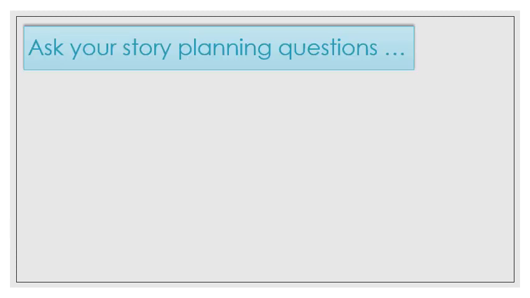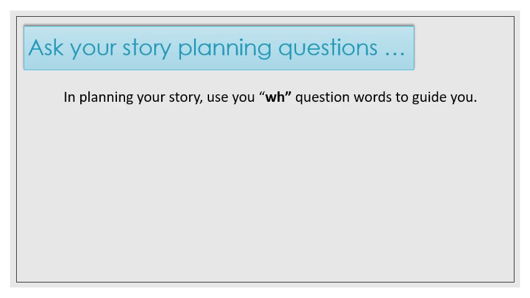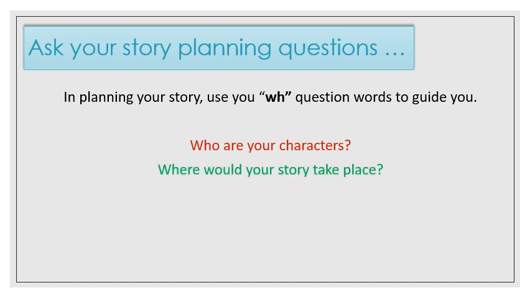Now, here are some questions you can ask yourself to help you plan your story better. First of all, you can use the WH questions to guide you. Who are your characters? Is it going to be a lion, a zebra, or some other animal? Where is your story going to take place? Is it going to take place on a cliff top like The Little Albatross, or in the forest, or in the city, or at school?